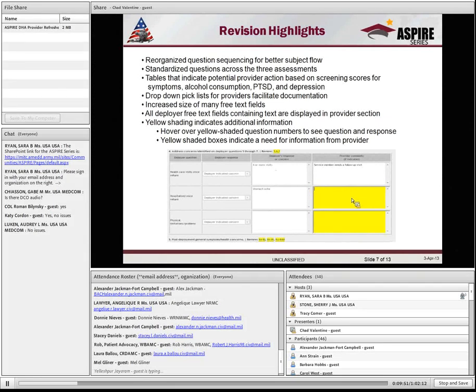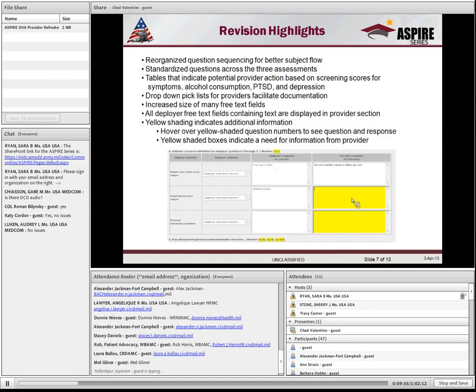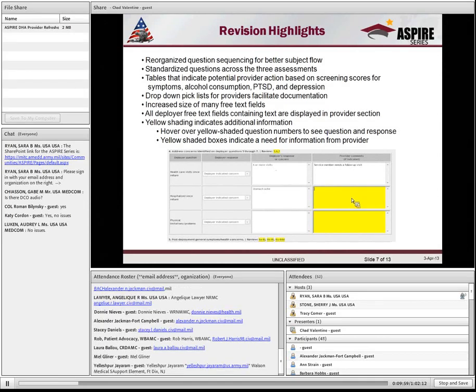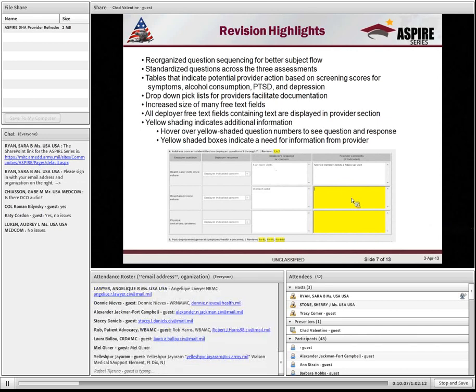All the deployer free text fields containing any free text from the deployer are now going to be displayed on the HCP tab, which we call the Healthcare Provider tab. So you don't have to highlight the questions to see those responses anymore. They'll be highlighted in the deployer's response or concern box. Like I said, I'm going to be showing you all this when we go through the demo. But it's going to be displayed for you, as well as the positive responses highlighted. So it'll guide you there for any of the issues that the soldier has. You'll be able to see it on the form.